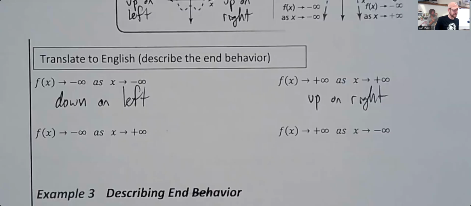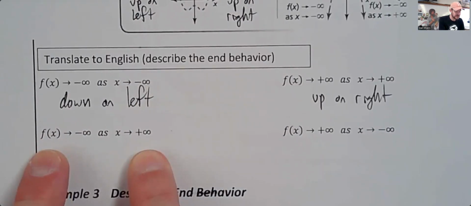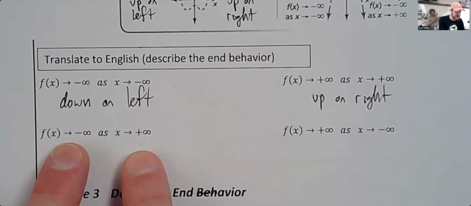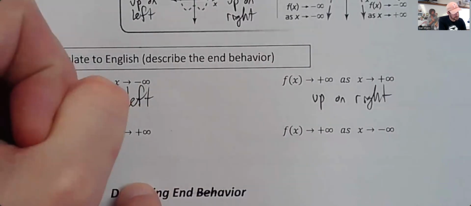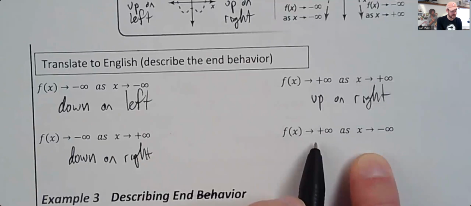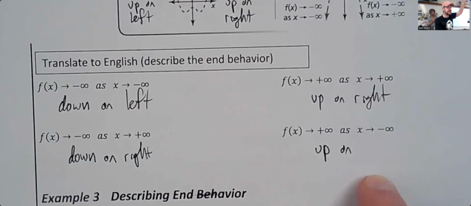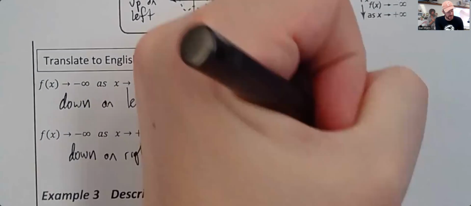So we're just doing some translation. F of x is negative, x is positive. That would be down on right. Down on right. And then, how about this one? Up on left, yeah. Y goes up, x goes negative. So that would be up on left.